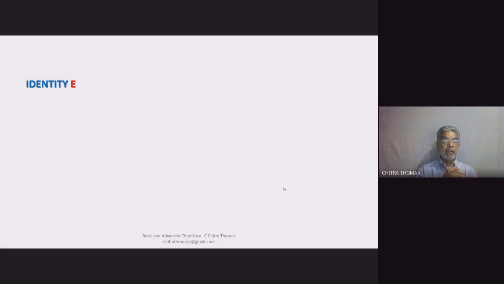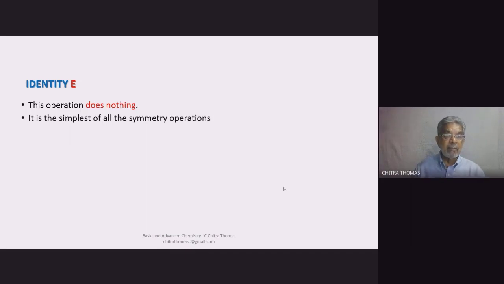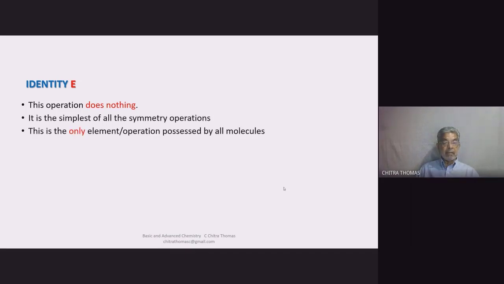Now, we shall discuss these 5 symmetry operations and the elements one by one in some detail, because a clear understanding of the properties of these symmetry elements and the symmetry operations is absolutely essential for applying group theory to problems in chemistry. Identity. This operation does nothing. It is the simplest of all the symmetry operations. This is the only element or operation possessed by all molecules.